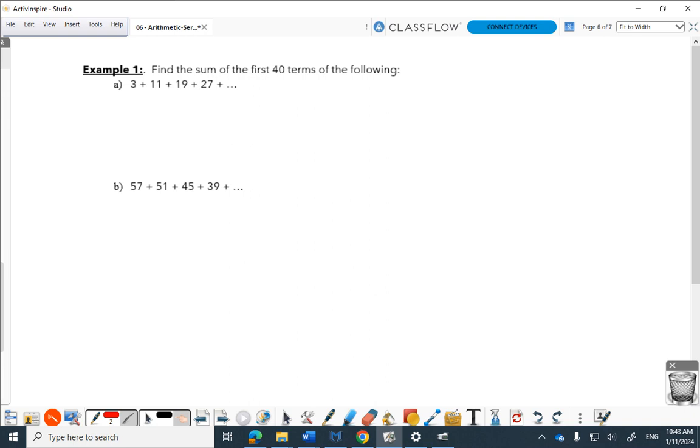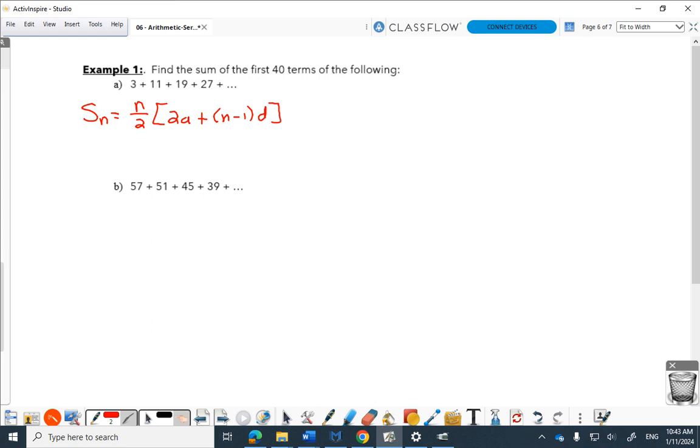Somebody really clever goes, well, I could use the other formula and I could find the last term, couldn't I? Yes, totally works. Probably more steps than you want. It's probably easier to just go ahead and use the first formula. So I'm going to write down that formula. Sn equals n over 2, 2a plus n minus 1 d.